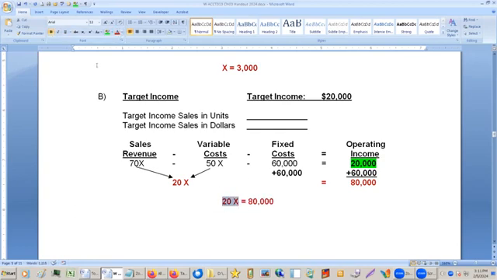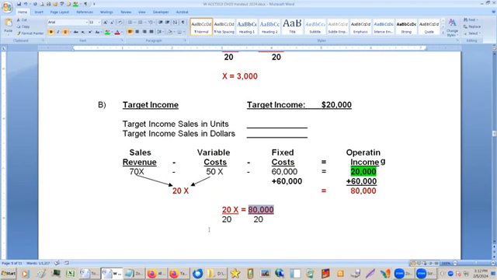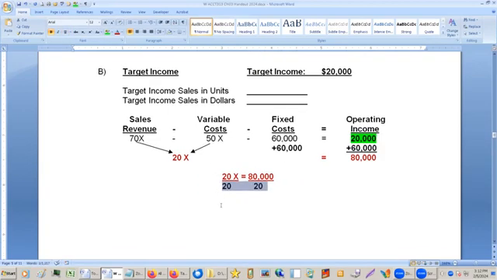Okay, and just like before, we're going to divide each side by 20. And so we will get that x equals 4,000. X equals 4,000 units.